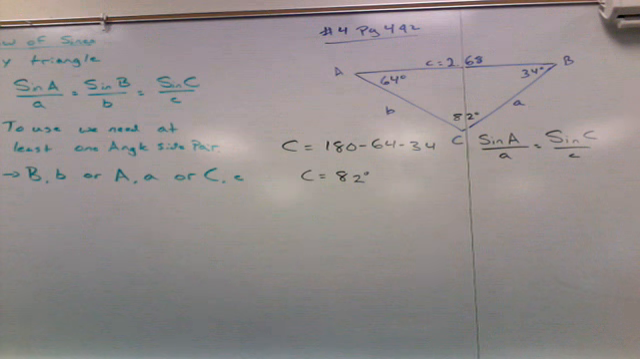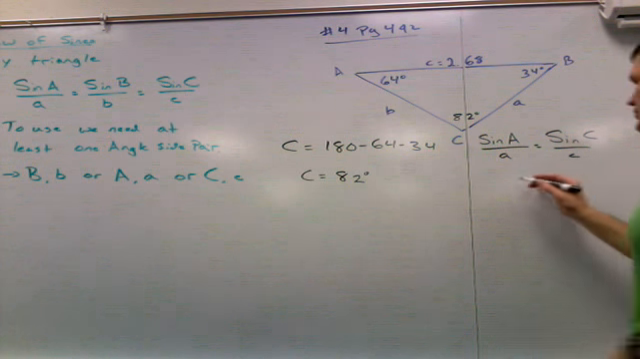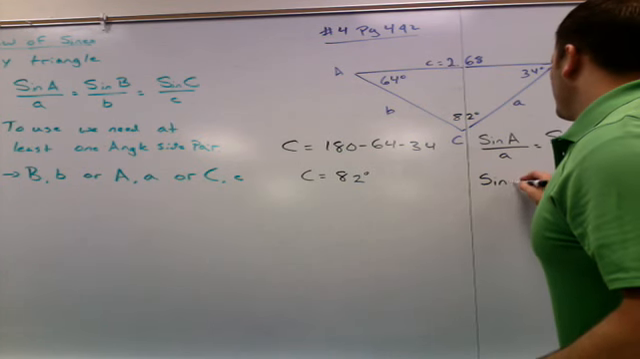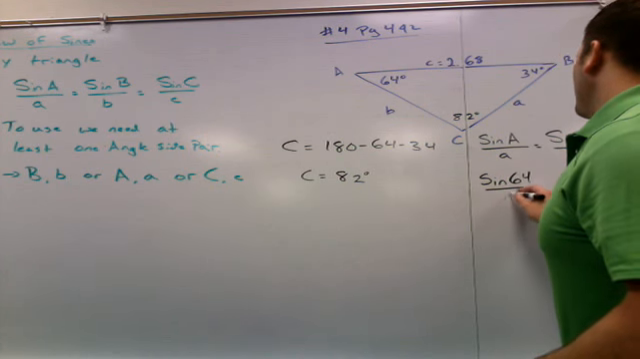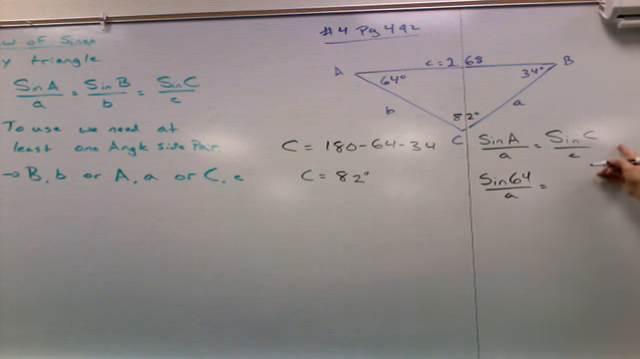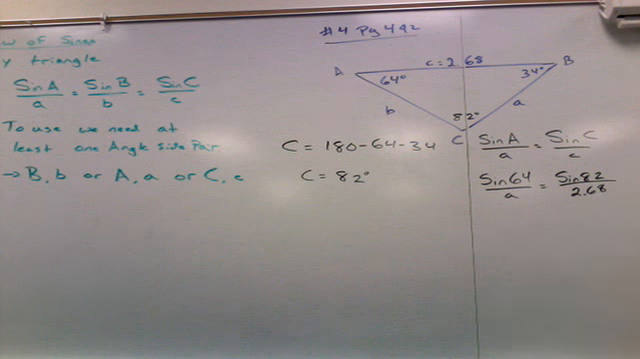Now I can plug in what I know. What is big A? 64. So sine 64 over little a equals sine of, what's big C? 82. What's little c? 2.68. So sine of 64 over a equals sine of 82 over 2.68.